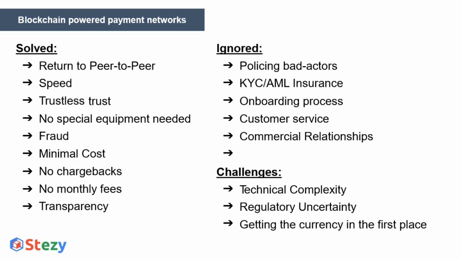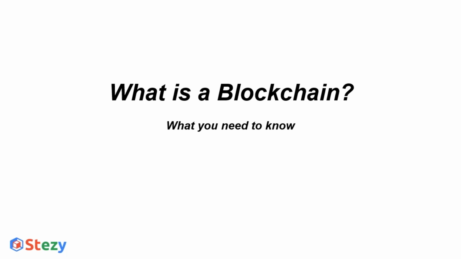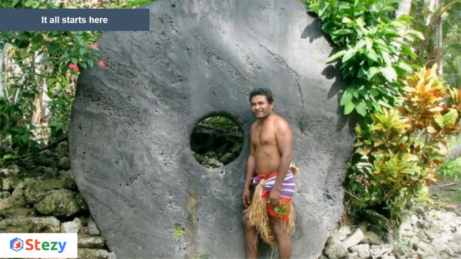What is being solved is the speed, trustless trust, no special equipment needed, fraud detection happens, and minimal cost for you to do the transactions. Some of the things which have been ignored are the KYC process, AML, anti-money laundering, the onboarding process. All these things which have been ignored are now moving onto the blockchain with a better value proposition for the customer. So that is, on a high level, about some of the aspects which I thought we need to cover. So let us come back to the subject: what is a blockchain, and how did it evolve?